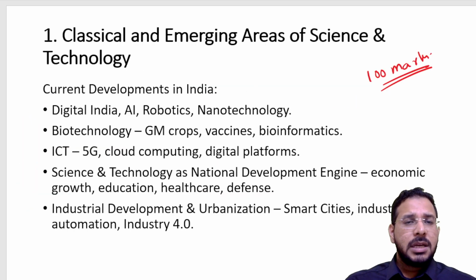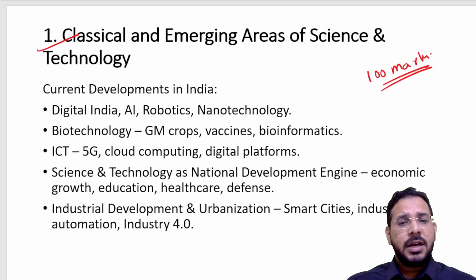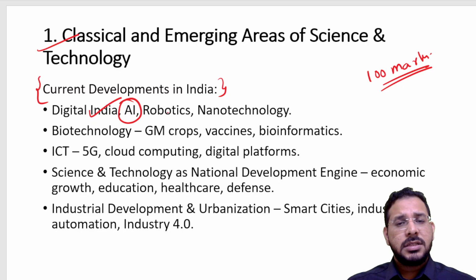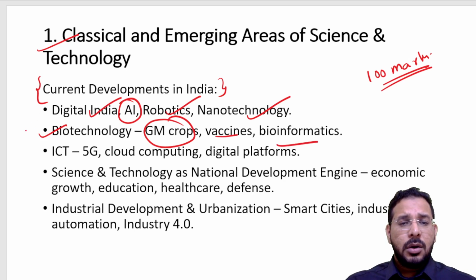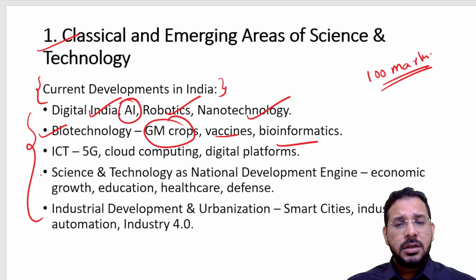After completing these chapters, now you study the first two chapters, where it has asked about the current developments in India in digital India, artificial intelligence, robotics, nanotechnology, and biotechnology. We have already seen GM crops, vaccines, bioinformatics. Why I am saying to study this later is because all these topics will be covered in your chapters.